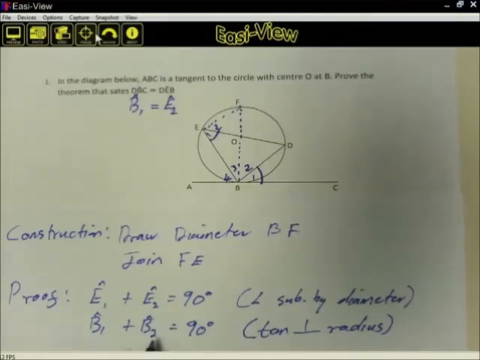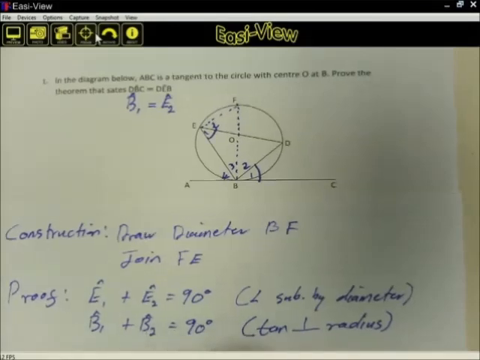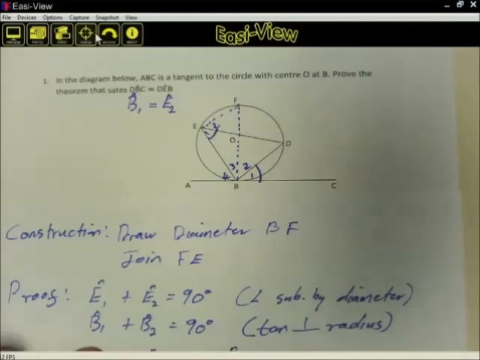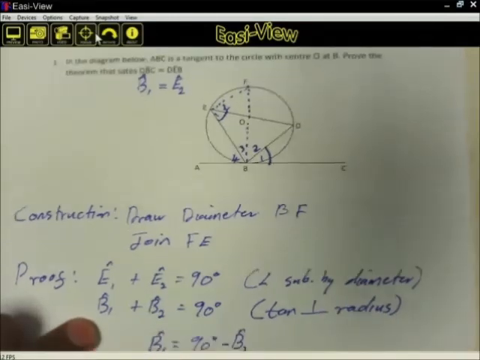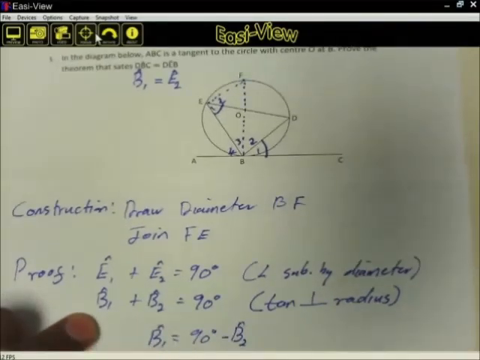Therefore, allow me to make B1 the subject of the formula. From here, you can see that angle B1 will then be equal to 90 degrees minus B2. From this statement, angle B1 plus angle B2 is equal to 90. If we make B1 the subject of the formula, B1 will be equal to 90 degrees minus B2.